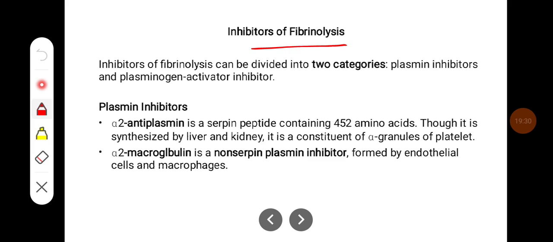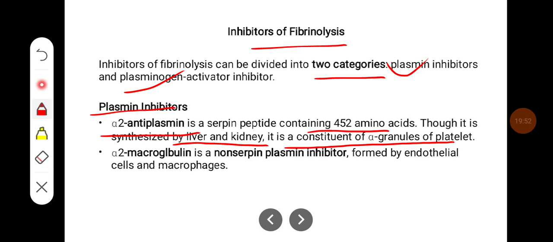There are inhibitors of fibrinolysis also, which can be divided into two categories: plasmin inhibitors and plasminogen activator inhibitor. Plasmin inhibitors are alpha 2 antiplasmin, a serpin peptide containing 452 amino acids. Though it is synthesized by liver and kidney, it is a constituent of alpha granules of platelets. Alpha 2 macroglobulin is a non-serpin plasmin inhibitor formed by endothelial cells and macrophages.